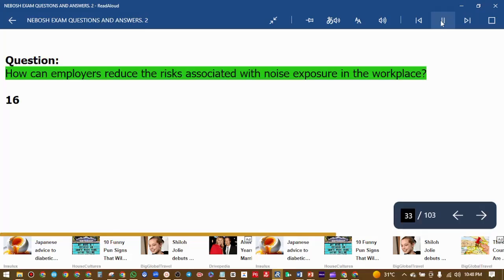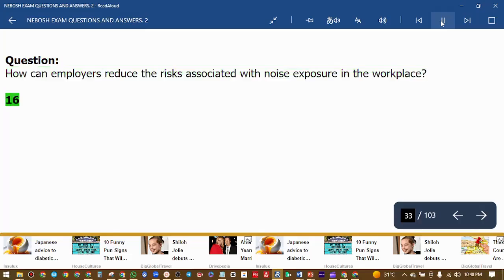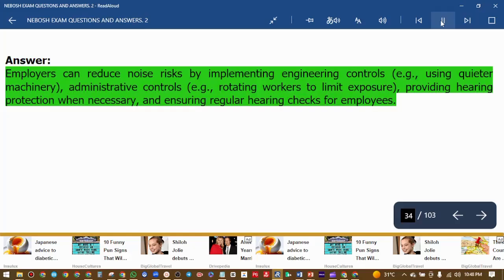Question 16. How can employers reduce the risks associated with noise exposure in the workplace? Answer. Employers can reduce noise risks by implementing engineering controls, for example using quieter machinery, administrative controls, for example rotating workers to limit exposure, providing hearing protection when necessary, and ensuring regular hearing checks for employees.